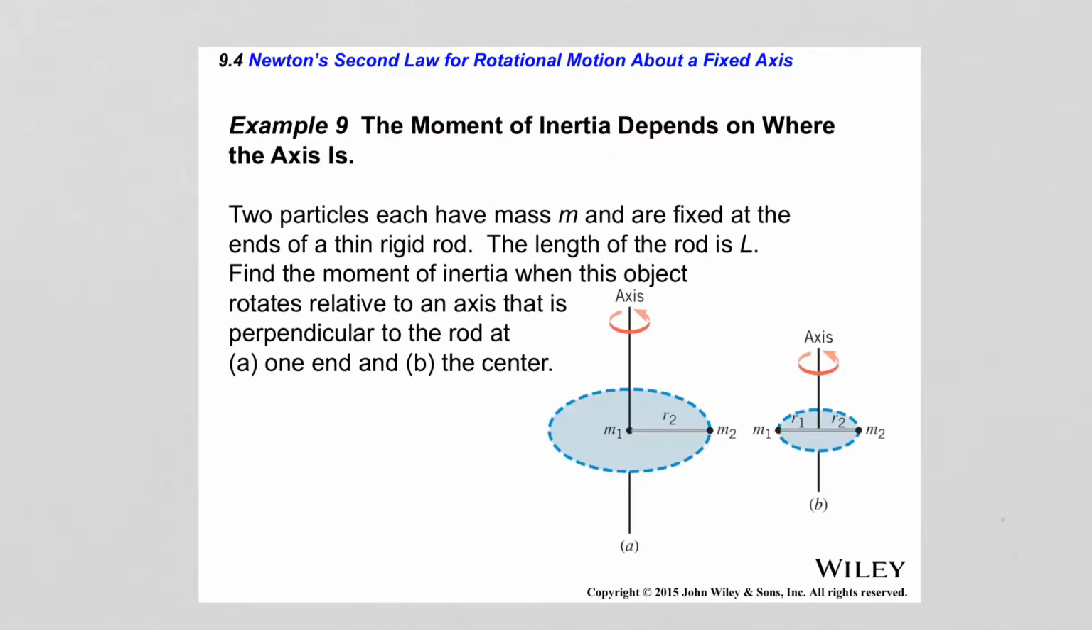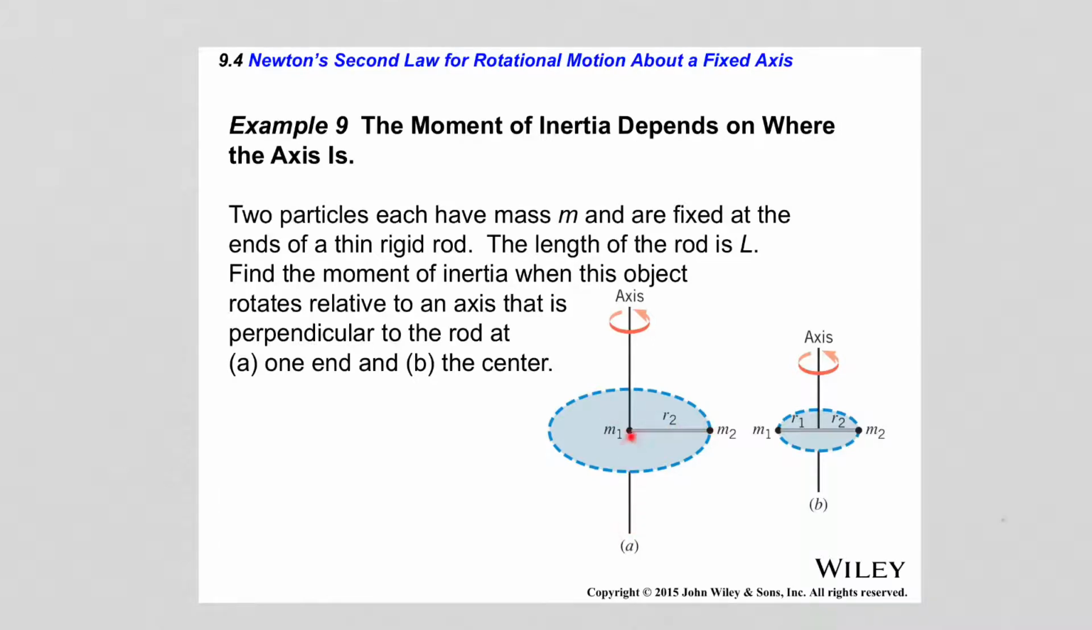So let's show an example calculation of the moment of inertia and how it changes depending on the mass distribution about the selected axis of rotation. Two particles, each of mass m, are fixed at the ends of a thin rod. The length of the rod is L. Find the moment of inertia when this object rotates relative to an axis that is perpendicular to the rod at one end and at the center. So here is the rod, those are the two particles.